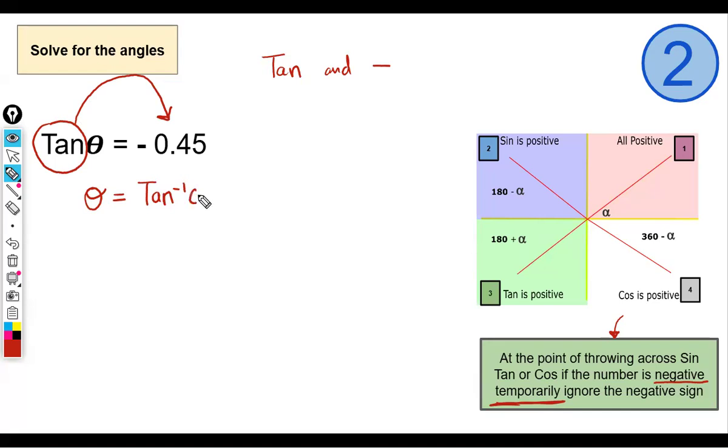So everyone find tan inverse of positive 0.45. Pretend you're being rude. A negative sign comes up to you and you just ignore it like it's not there. Okay? So tan inverse positive 0.45. Just do that for me. Dealing with the negatives is a little bit tricky.